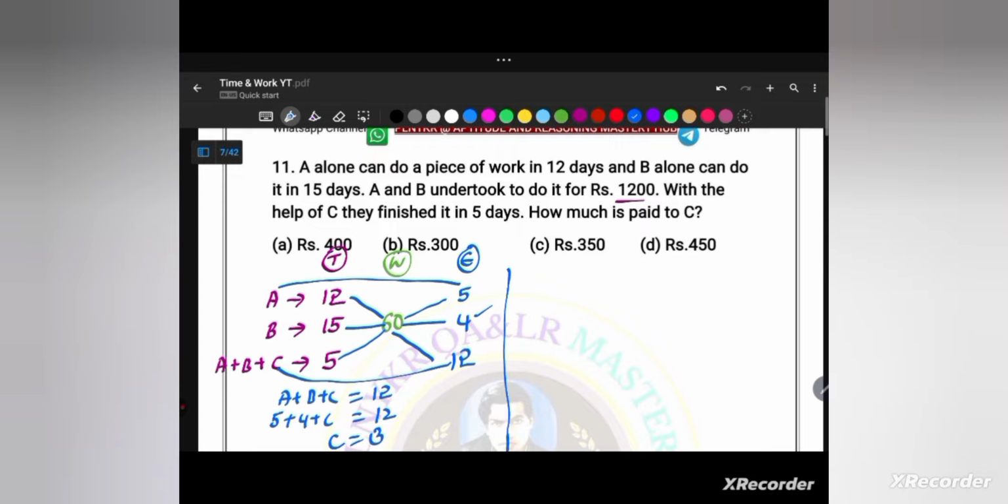Now he is asking to find the share of C. Share of C will be equal to the total share into the efficiency of C to the total efficiency. The total amount they are getting is 1200, into the efficiency of C, which is 3 units, whereas the total is 12. So it will be 300. The share of C will be 300. We can mark option B.